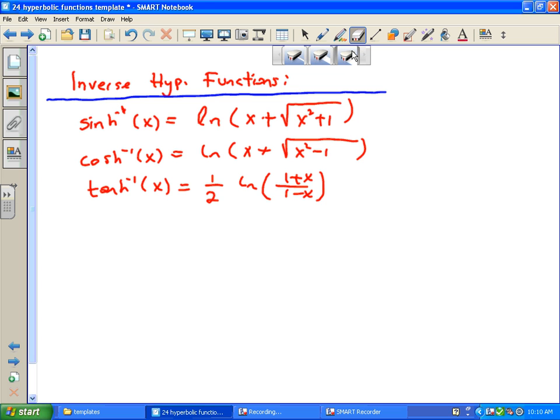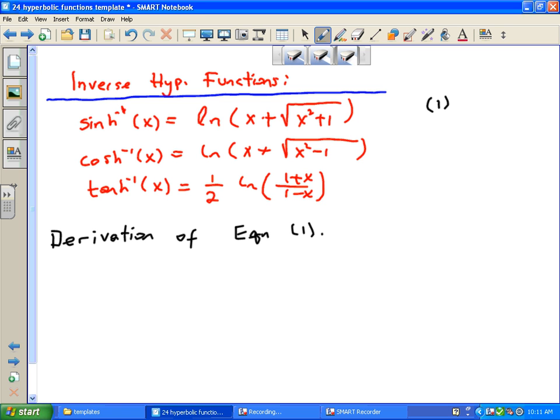But they look very weird and complicated, like this natural log of x plus the square root of x squared plus 1. Where did all of this come from? We're going to take a look at that in just a moment. So I'll just do the derivation of the first one. That's a derivation of equation 1. I don't have to rewrite it all over again.